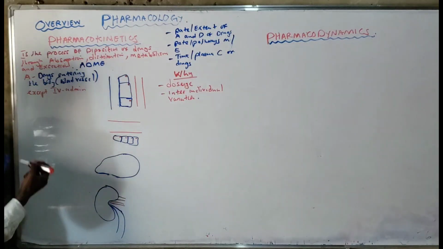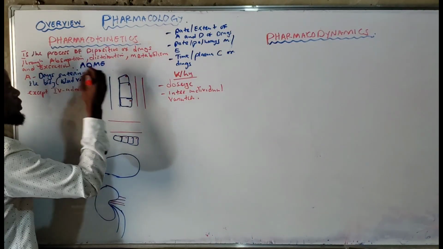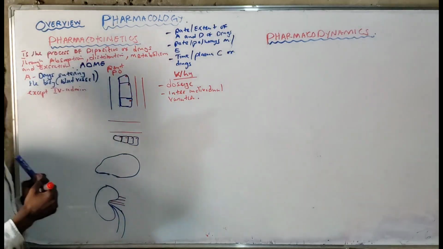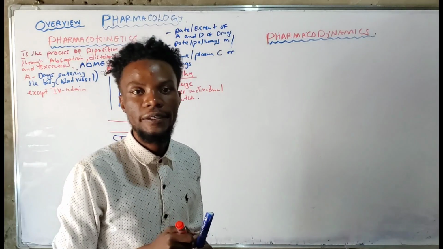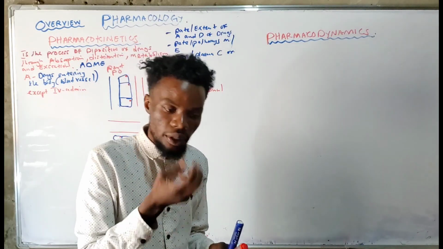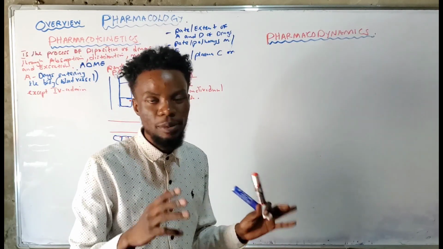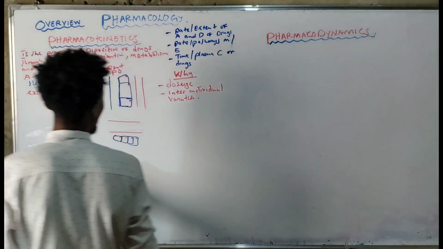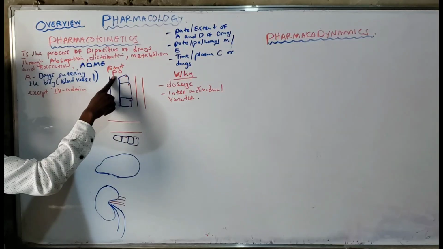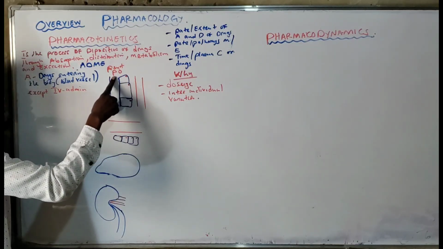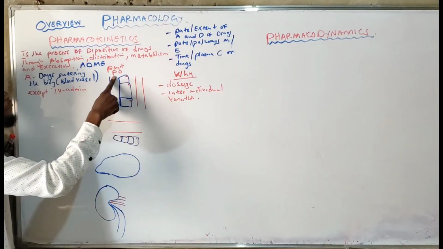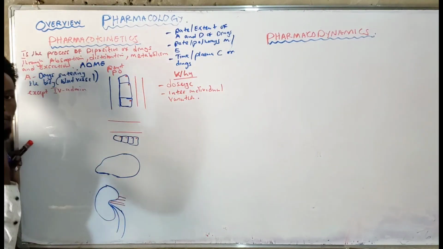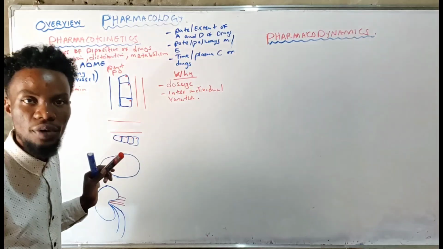Using this diagram, let's say you give a drug PO, meaning oral administration. They drink either paracetamol, penicillin, whatever the drug is. Although there are other ways you can give it: subcutaneous, intramuscular, sublingual. You can give it through those types of routes.